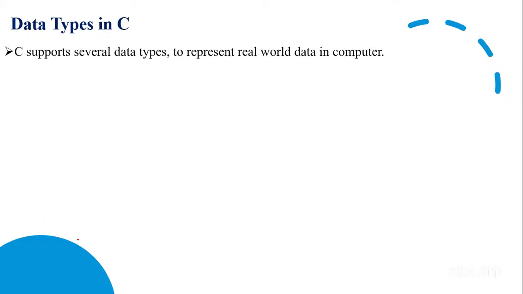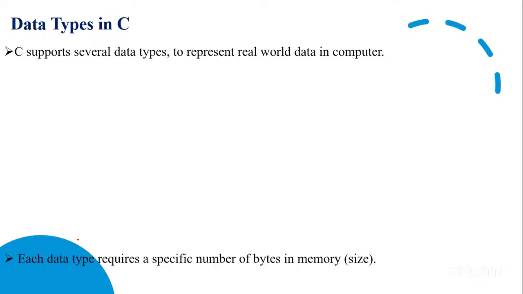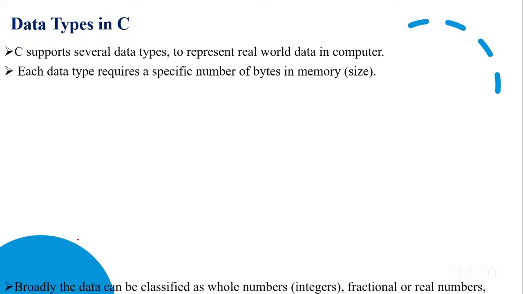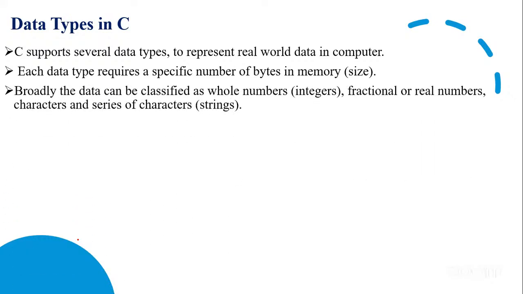C supports several data types to represent the real world data in the computer. Real world data means it could be a number, it could be a picture, it could be a string, it could be a letter, it could be a character, it could be a word. To represent all these real world data, C uses several data types. Each data type requires a specific number of bytes in the memory.